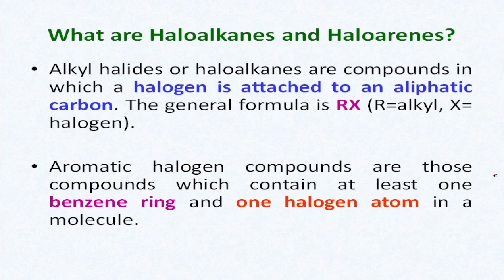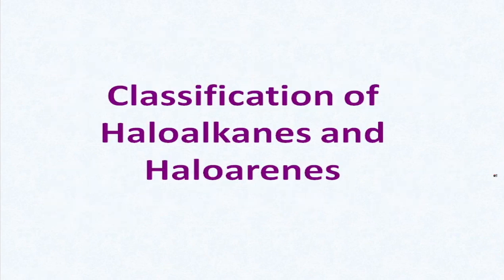So alkyl halides, the alkyl group attached to a halogen group, are called haloalkanes. An aromatic compound attached to a halogen group is called a haloarene. So the classification of haloalkanes and haloarenes.